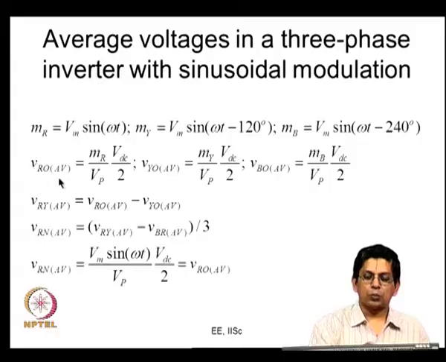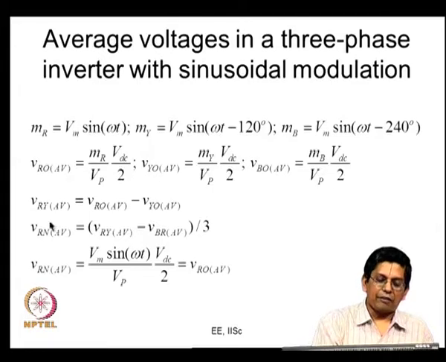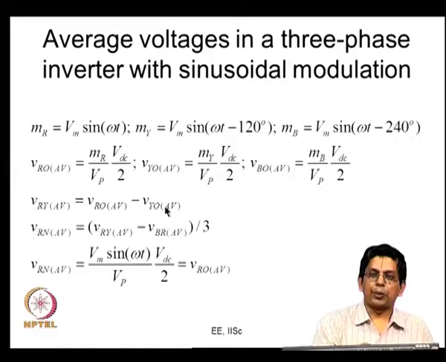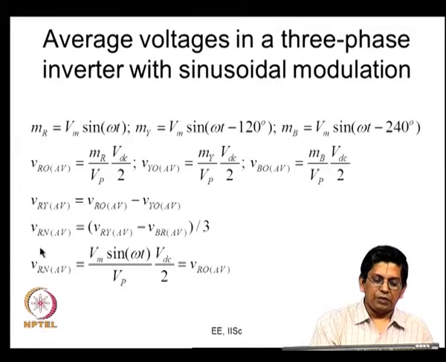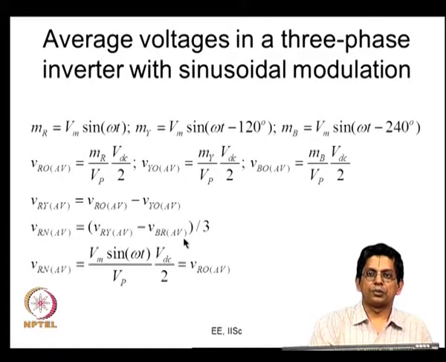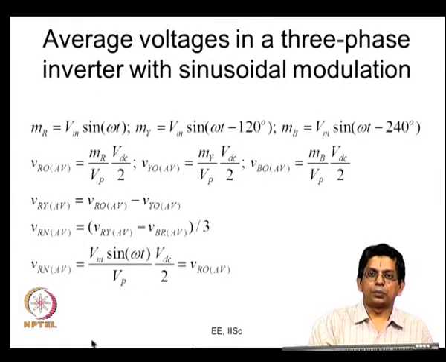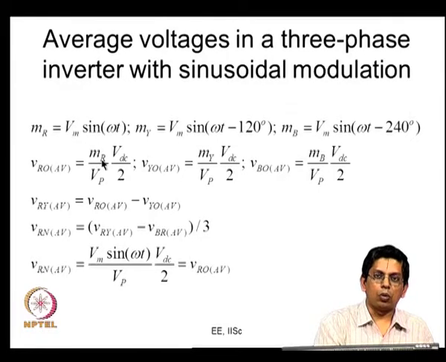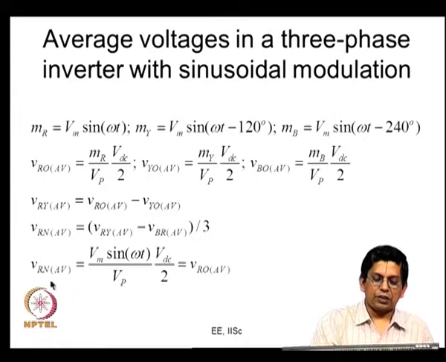This is the average R phase pole voltage, this is the average Y phase pole voltage, this is the average B phase pole voltage. Now, the average line to line voltages are VRO average minus VYO average. Similarly, VYB average, VBR average. Then VRN average, if you consider balanced 3 phase loads, is 1 by 3 times VRY average minus VBR average. And if you look at VRN average, it would actually be this VRO average itself. This will be Vm sin omega t by Vp into VDC by 2. In case VRO average has some common mode, that common mode will not appear in VRN average, as we see now. So, you have this kind of VRN voltage applied here.